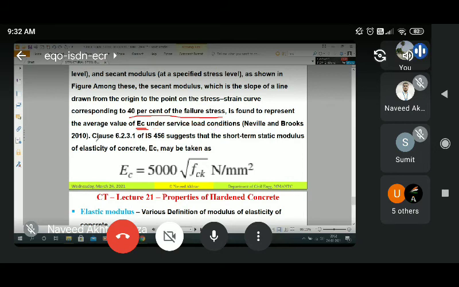As per our Indian Standard Code, IS 456, it suggests that the short-term static modulus of elasticity of concrete Ec is equal to 5000 root fck Newton per mm square, because fck is the characteristic strength of concrete at 28 days. So this is the relationship between the elastic modulus and the compressive strength of concrete.